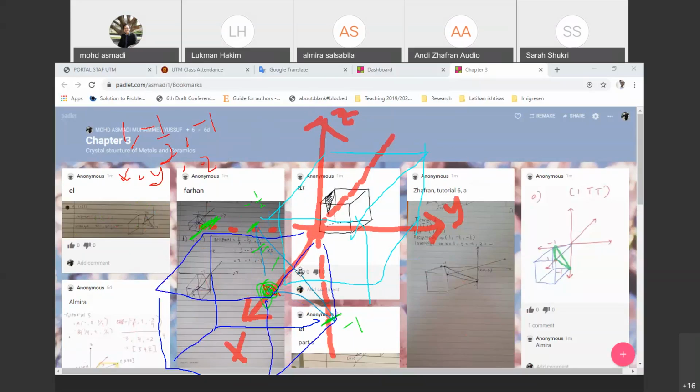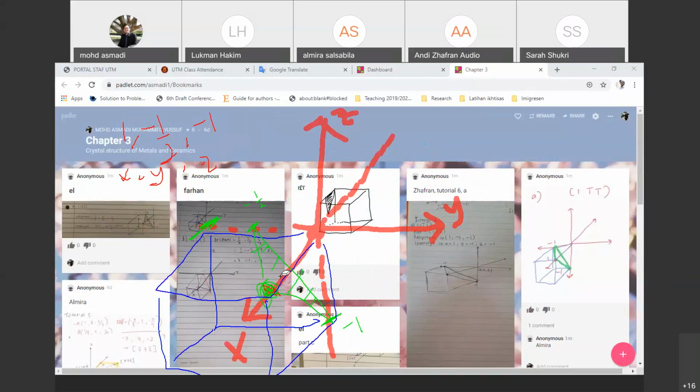So new box. So is it clear? That's why I draw the original one, the box, so that we can see the actual of your box as well as the plane. Okay.